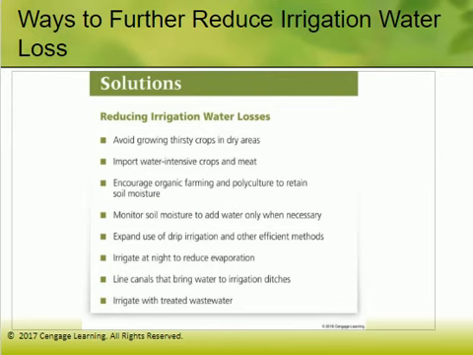Other solutions that your book suggests: avoid growing thirsty crops in dry areas. That kind of connects with our Cowspiracy movie, where the guy talked about, well, if they have to do all that to grow cows, they don't need to eat beef. Well, if you don't have a lot of water, you need to grow drought-favorable crops. And then you can read through these. I think these all make sense.